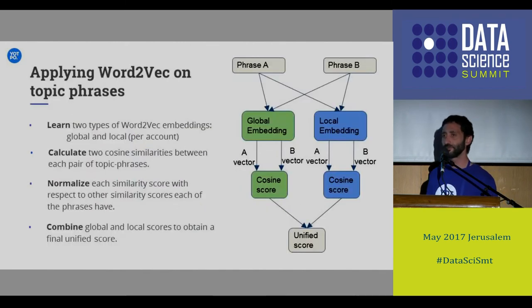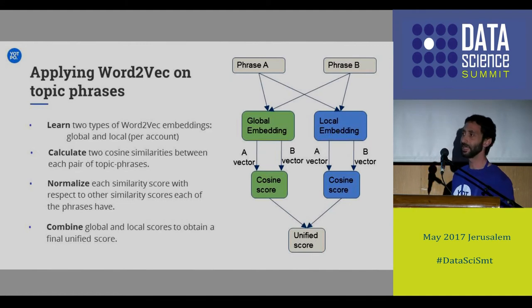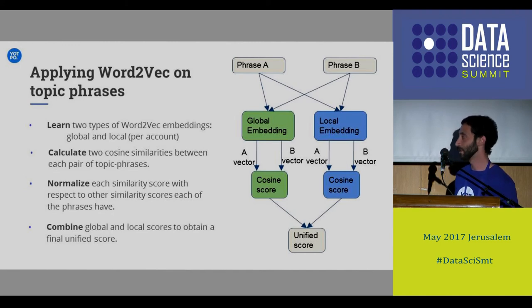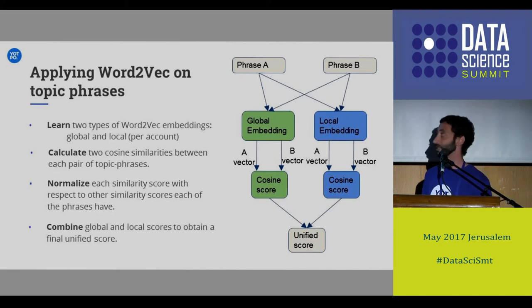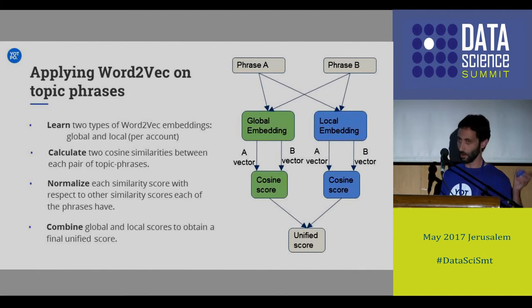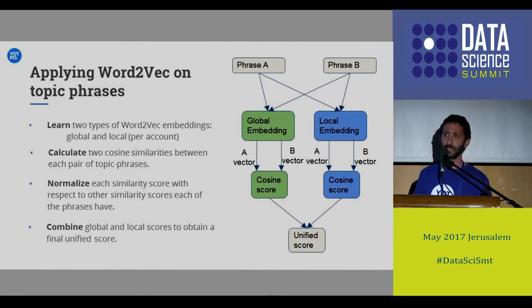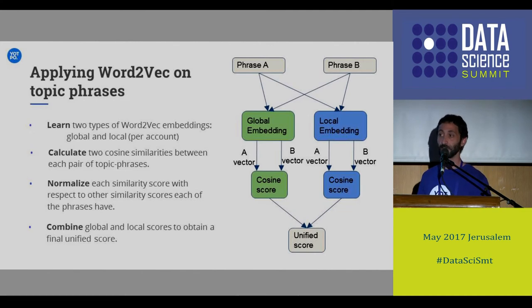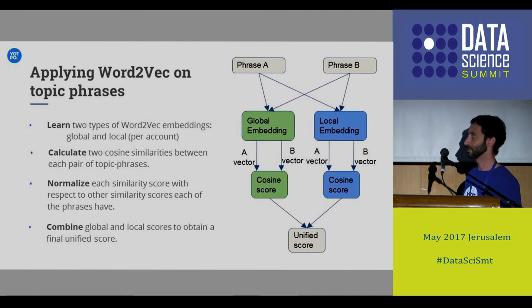Well, I mentioned before, we have many small businesses, meaning that our corpora are not big. We need to cope with that. In order to cope with that, we do two things. First of all, we learn two embeddings. One, global, learned for all, taking all Yotpo reviews, and the other one is local, using just the account reviews. We additionally use some negative sampling in the local embedding. Since we don't need to make predictions with the model, it is okay, even though it introduces bias.